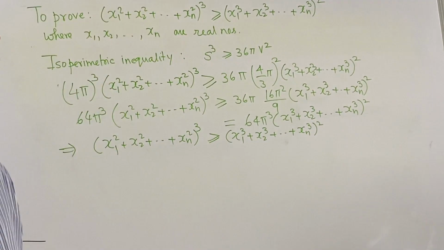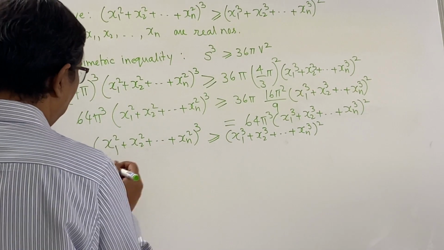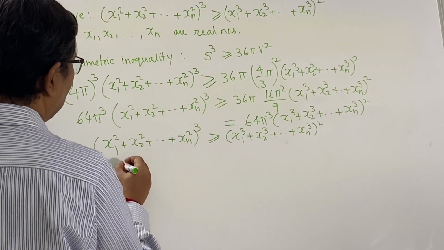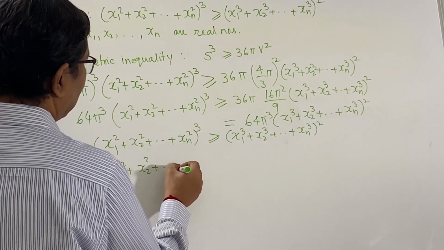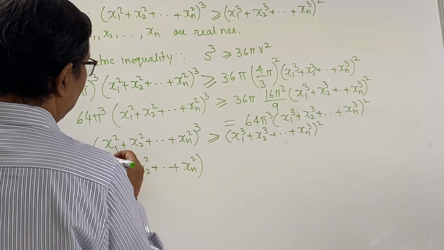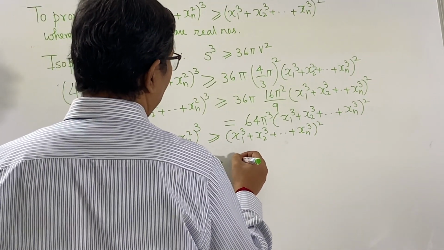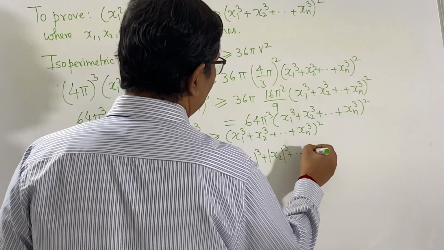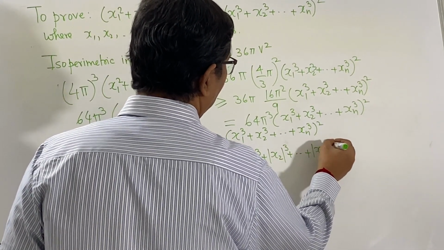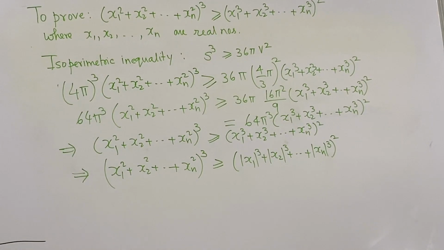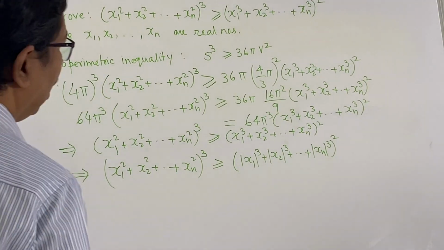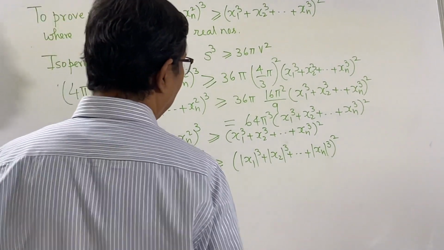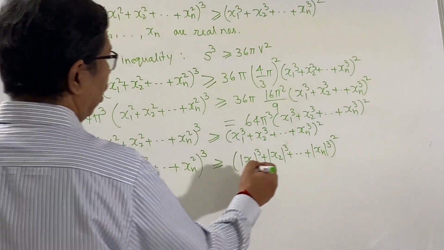Now what happens if we do not have x1, x2, ..., xn as all positive? We can write (x1² + x2² + ... + xn²)³ as (|x1|² + |x2|² + ... + |xn|²)³, and we can write the right side as (|x1|³ + |x2|³ + ... + |xn|³)². Mod of x1, mod of x2, mod of xn are all positive numbers, so we will have this for all real numbers.